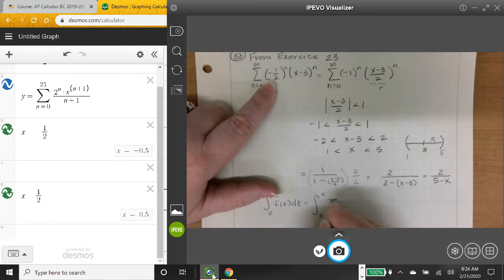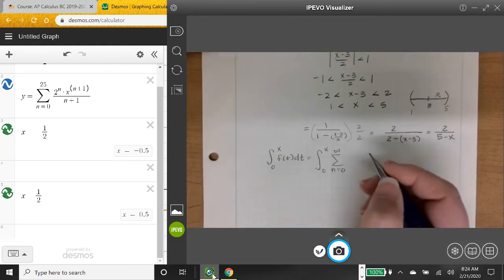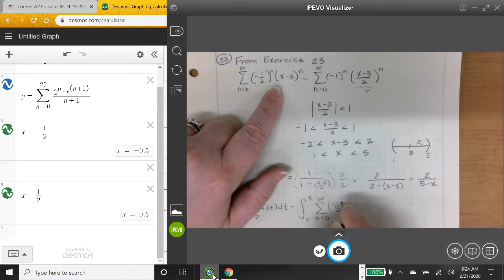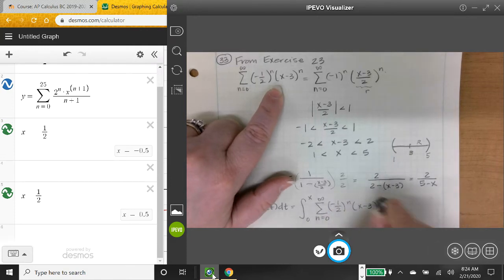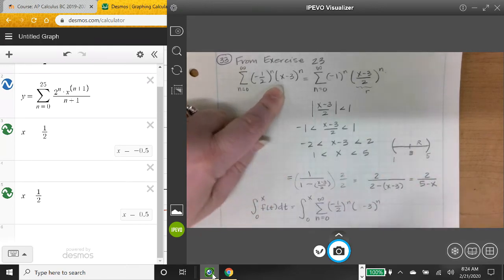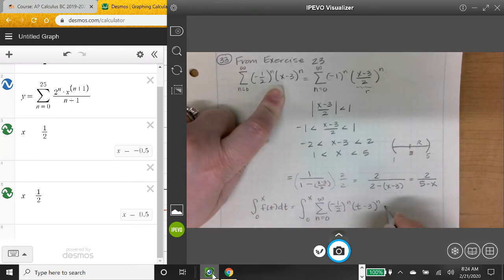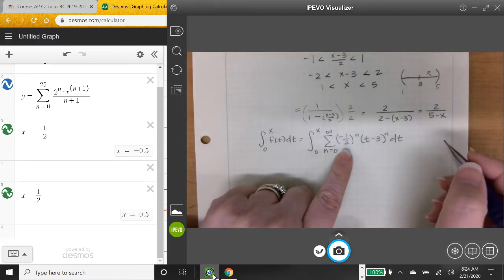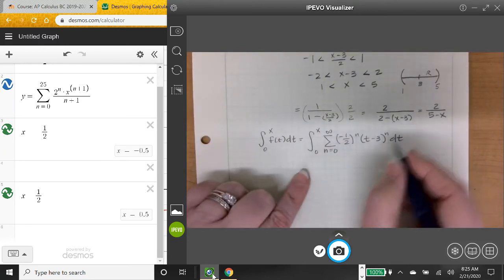So we'll say that this is the sum from n equals 0 to infinity of negative 1/2 to the n, t minus 3 to the n. Oh, I'm sorry, it's not x, it's t, because we're integrating with respect to t, t minus 3 dt. All right, and then what's constant? Well, the 1/2 to the n. So that's going to go along for the ride.